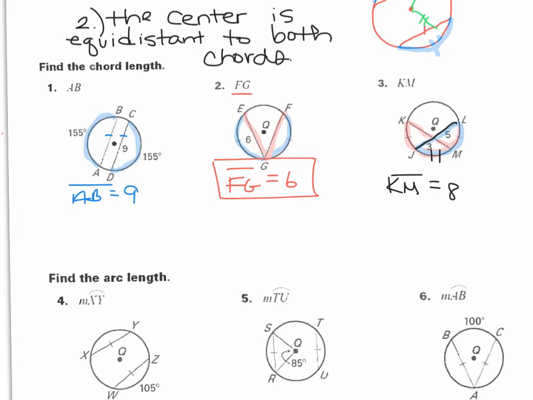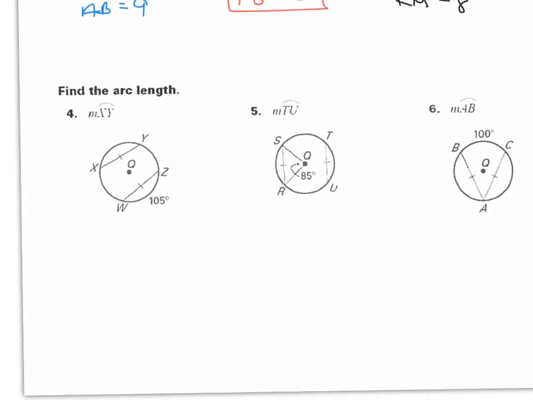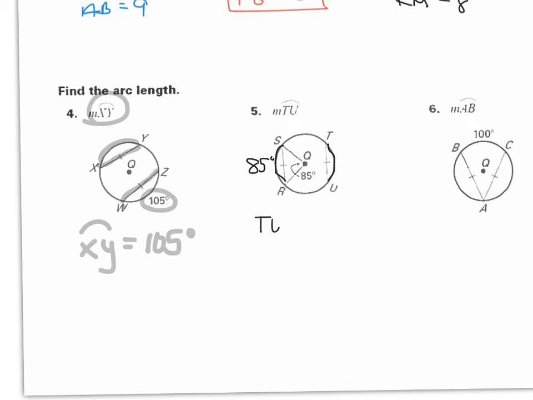So now, let's go ahead and find the arc length of these ones. Notice here on these ones, I see this and this are congruent, which means the corresponding arcs are congruent. So WZ is 105, so XY is also 105 degrees. If I look at number 5, notice 85 degrees is a central angle, which means this arc is 85 degrees. So since this arc is 85 degrees, I can assume this arc TU is also 85 degrees, since its corresponding chords are congruent.